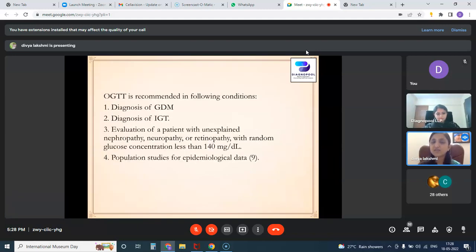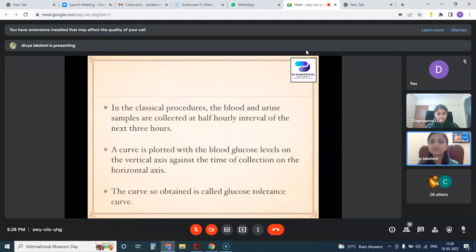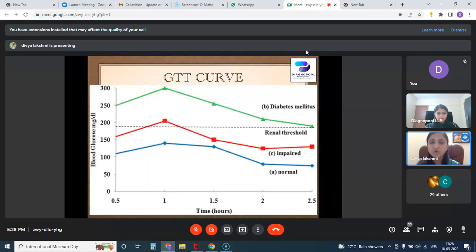So OGTT is recommended for all gestation to diagnose gestational diabetes mellitus, to diagnose impaired glucose tolerance, and also in evaluating patients who have neuropathy or nephropathy. Normally when you collect a blood sample, collect a urine sample also and check for urine sugars. And a curve is obtained.